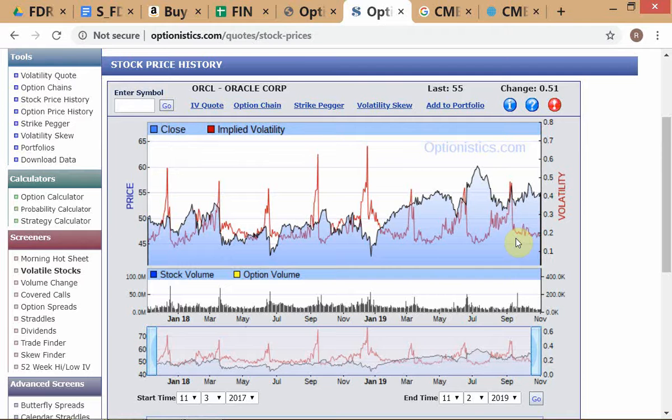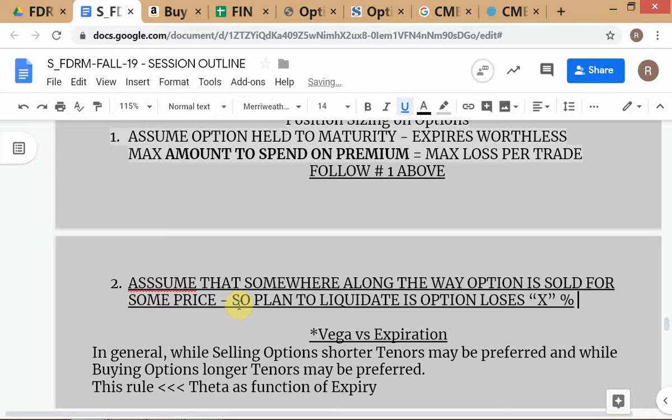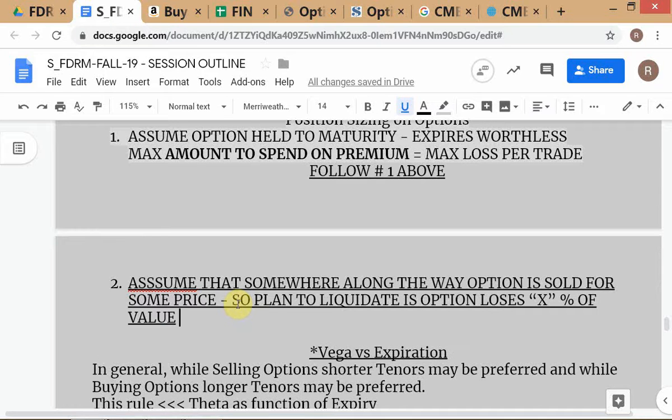Right? So that's another, you can have an arbitrary cutoff. I'm just writing it for the sake of writing it. Assume this was sold for some price. So let's say plan to liquidate if option loses X percentage of value. Okay, so I can say this X, let the X be 40%. So if my option price drops by 40% from the time I bought it, if I have lost 40% on my premium outlay, then I will just arbitrarily cut it off in the market, square it in the market. But the problem, this is not logically consistent. That's why I'm saying you follow one above.